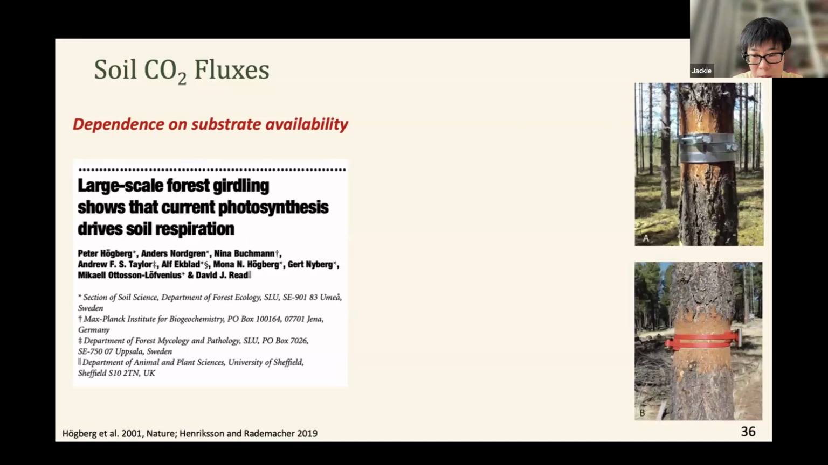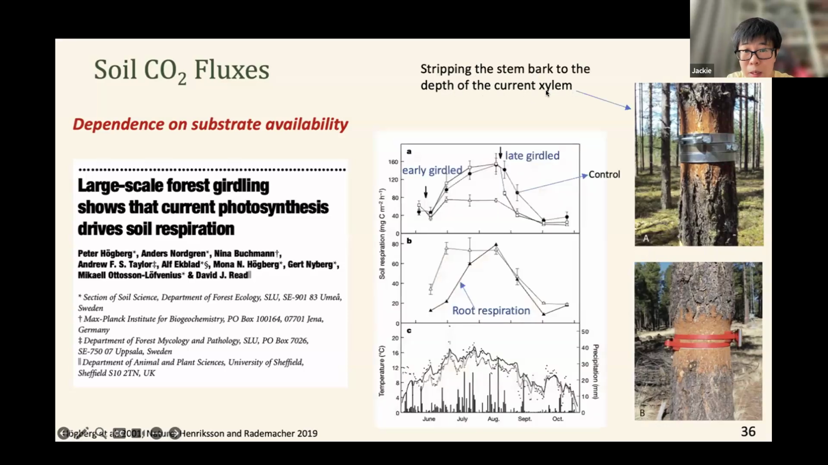But how this experiment was conducted is a very smart way: doing this large-scale girdling. As illustrated in these two figures, girdling will stop the newly formed substrate from photosynthesis. It will stop the transfer from above the ground to underneath the ground, but at the same time the tree can still be alive, just with one substrate transfer pathway stopped. So it strips the stem bark to the depth of the current xylem, okay?